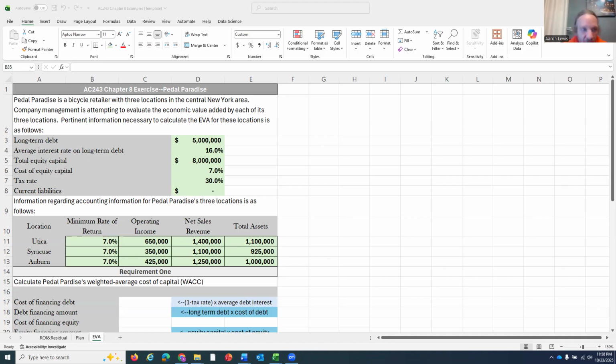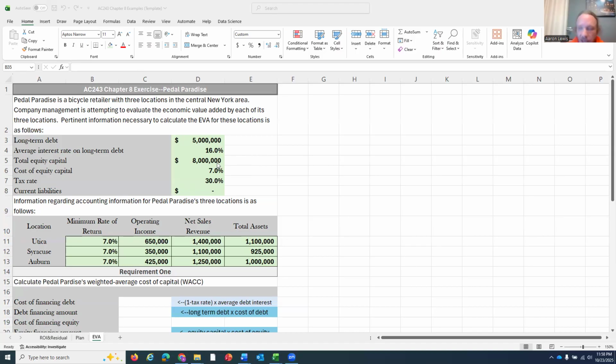So in this example problem, we're going to be Pedal Paradise, and we are a bicycle retailer with three locations in central New York. We have one in Utica, Syracuse, and Auburn. Company management is evaluating the economic value added by these three locations, and we have the following information to work with. Pedal Paradise is carrying $5 million of long-term debt right now. The average interest rate on their long-term debt is ugly at 16%.